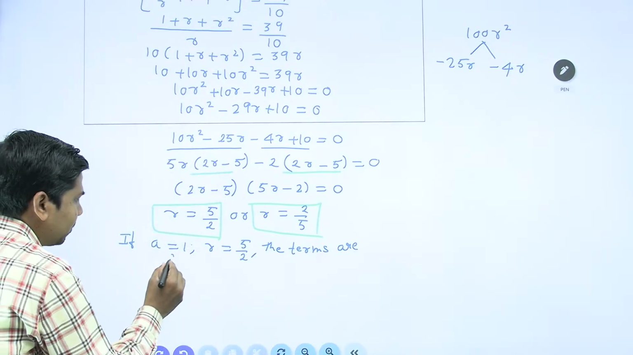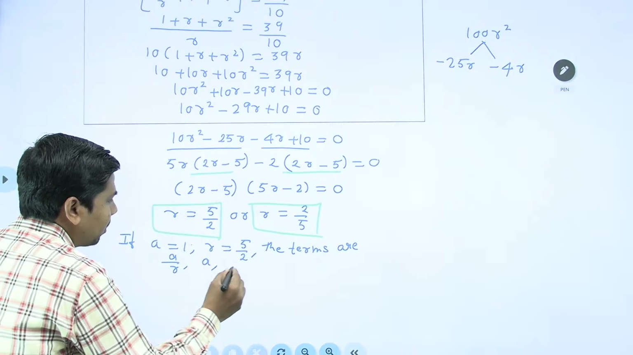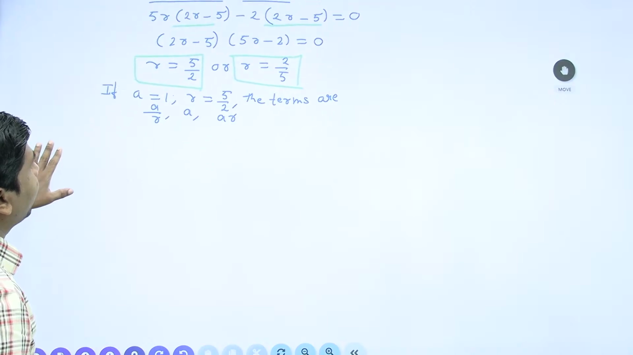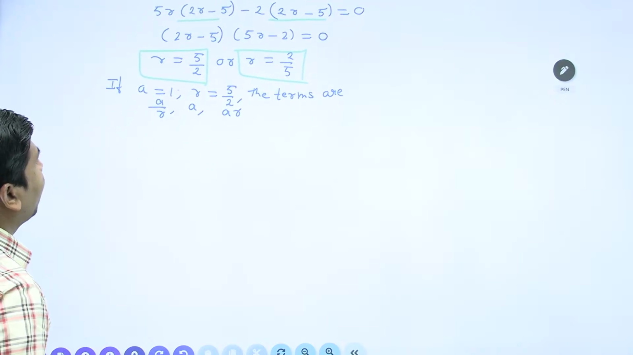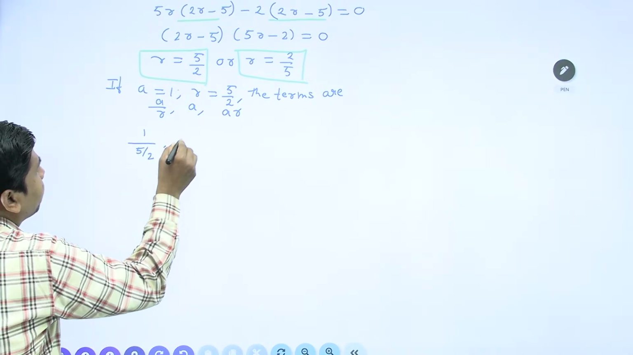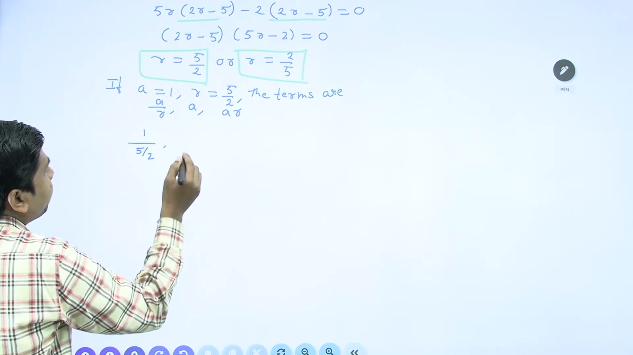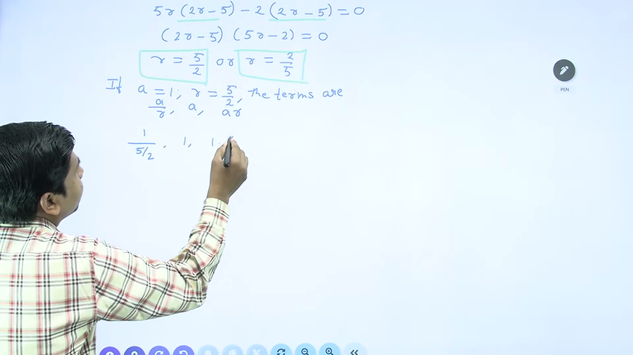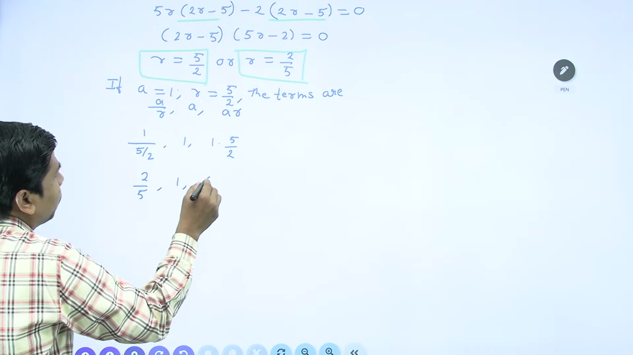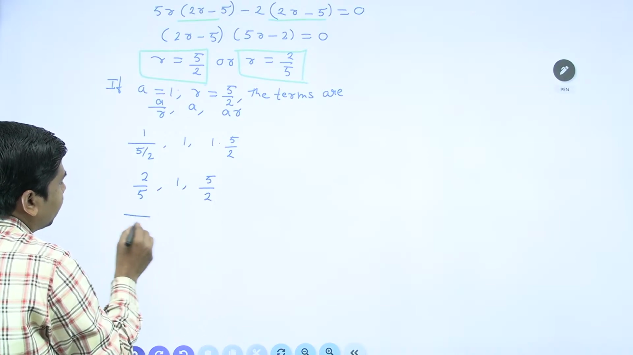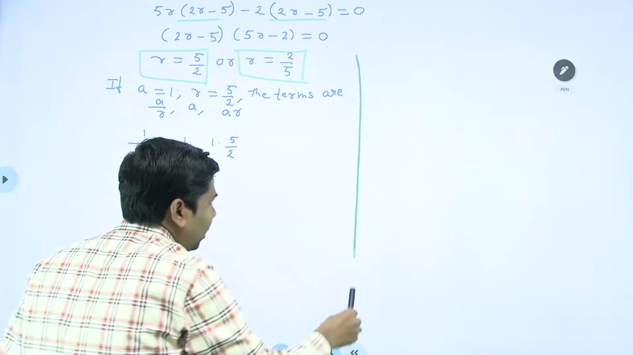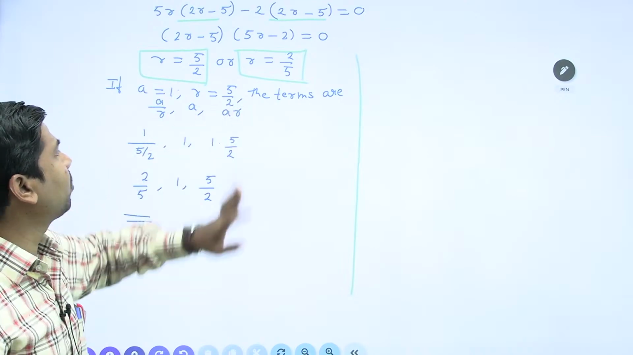The terms are taken as a by r, a and ar. A is equal to 1 and r is 5 by 2. A by r is 2 by 5, a is 1, ar is 5 by 2. So the terms are 2 by 5, 1, 5 by 2, if a equal to 1 and r equal to 5 by 2. Similarly, we write one more set of terms if a is equal to 1 and r is equal to 2 by 5.